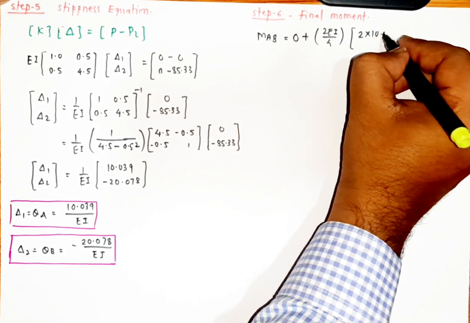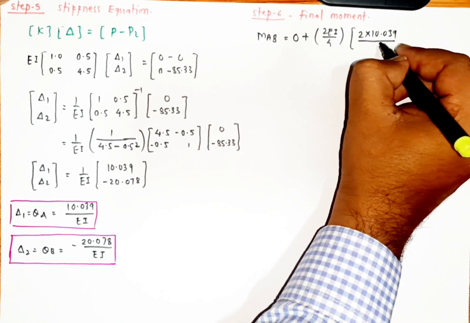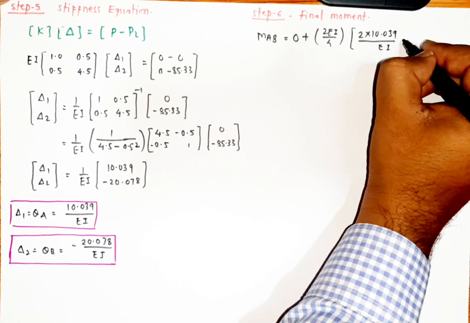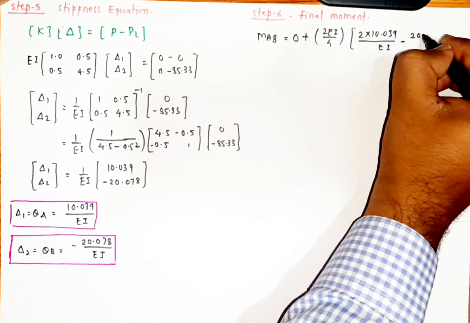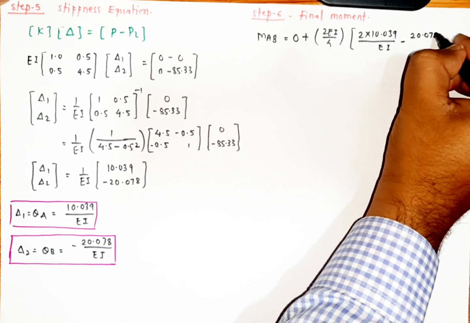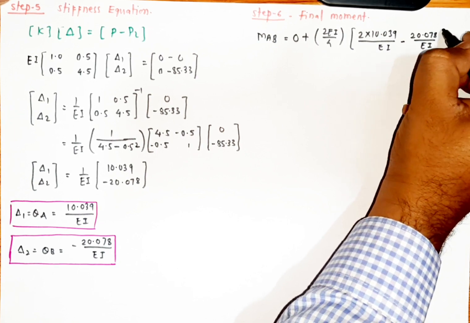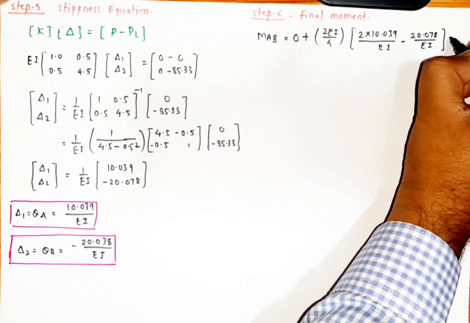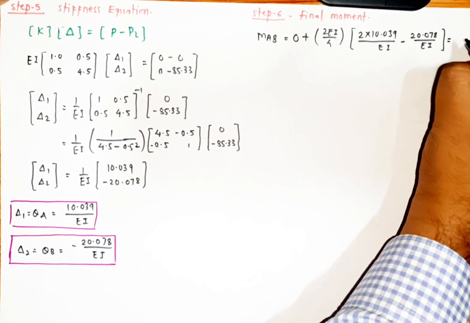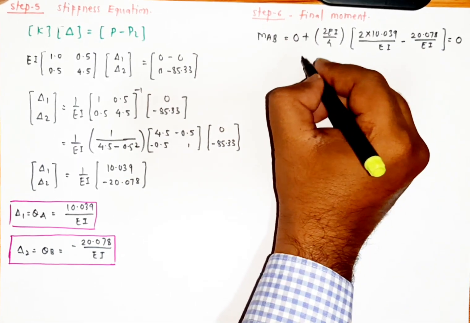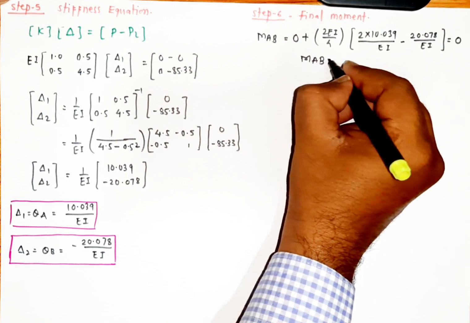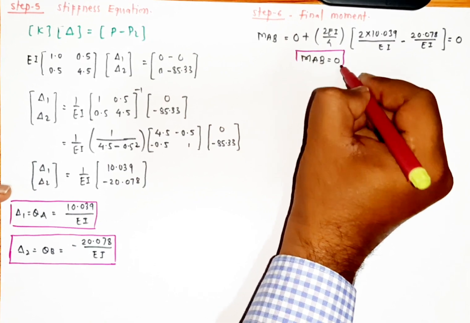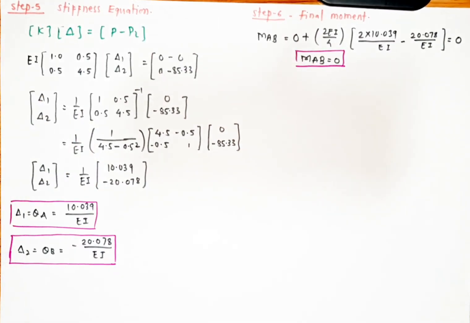that is 10.039 divided by EI minus 20.078 divided by EI. So ultimately when we solve it, we will get the moment at A is equal to 0. Therefore MAB is equal to 0. This is the final moment at AB.